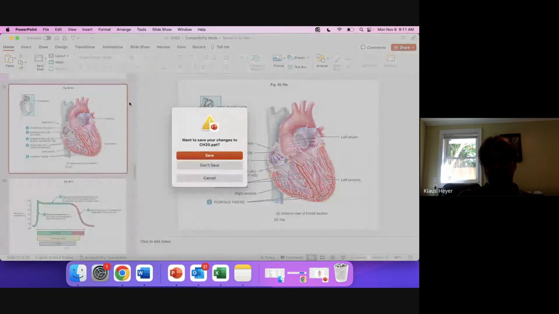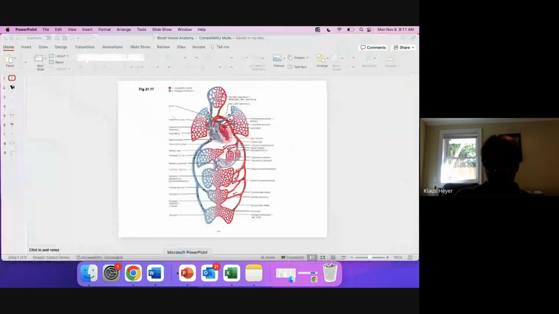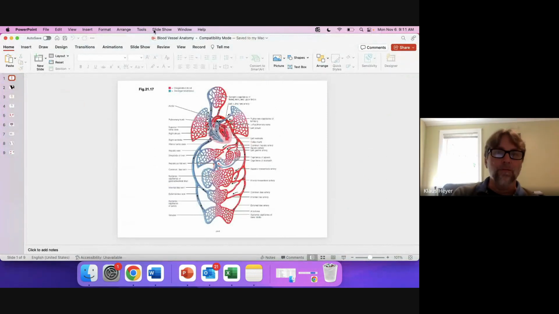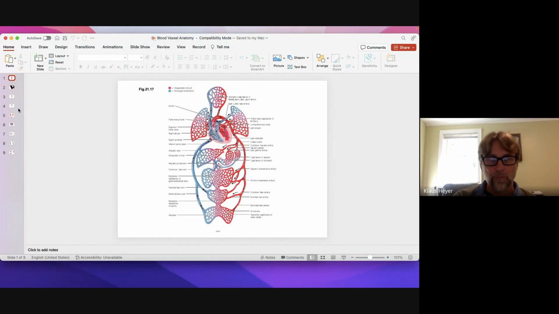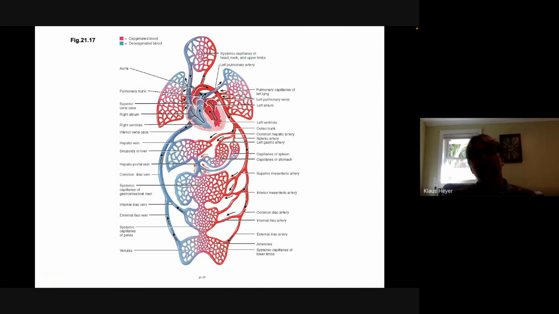All right, let me close this one. And let me open this one. So we're going to talk about the blood vessels. So now we're moving into the next chapter.